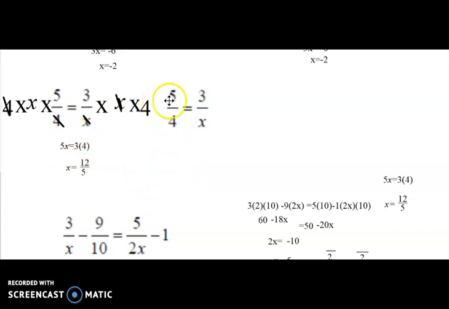Let's see, when we did this, a singular fraction on this side, a singular fraction on this side, cross multiply, I'll get 5x. Cross multiply, I'll get 12. So that takes me to my answer straight away. Don't have to stress about it. Divide by 5 on both sides, x is equal to 12 over 5.